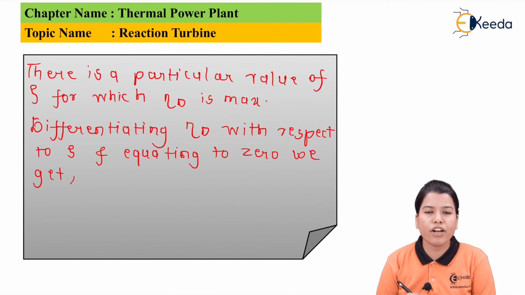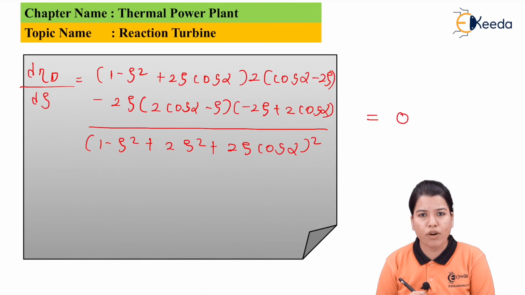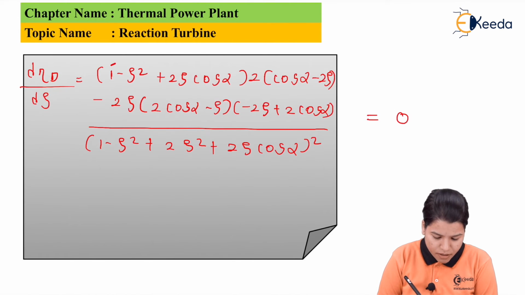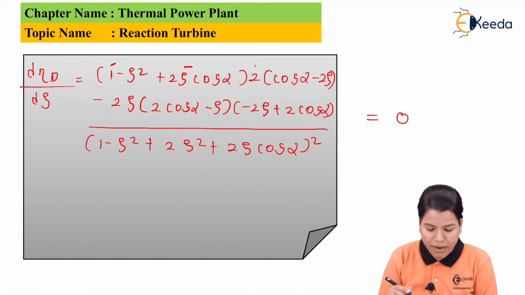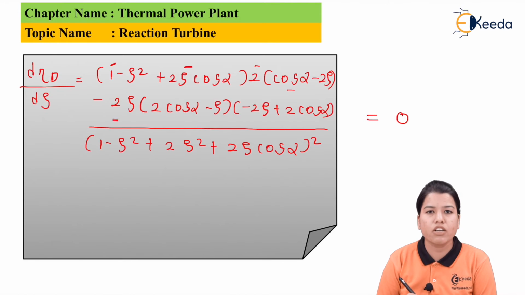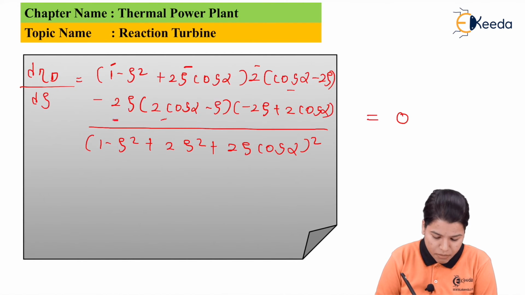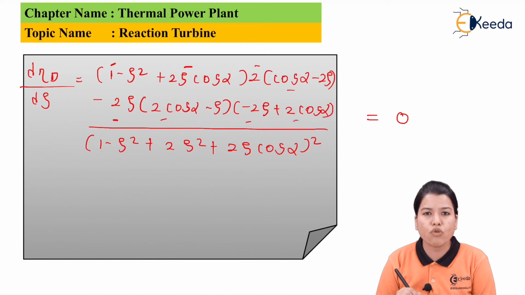Now there is always a particular value of rho for which the diagram efficiency will be maximum. So differentiating the equation of diagram efficiency with respect to rho and equating it to 0, we get d eta d divided by d rho is equal to (1 minus rho square plus 2 rho cos alpha) multiplied by 2 multiplied by (cos alpha minus 2 rho) minus 2 rho multiplied by (2 cos alpha minus rho) multiplied by (minus 2 rho plus 2 cos alpha), whole divided by (1 minus rho square plus 2 rho cos alpha) whole square, is equal to 0.